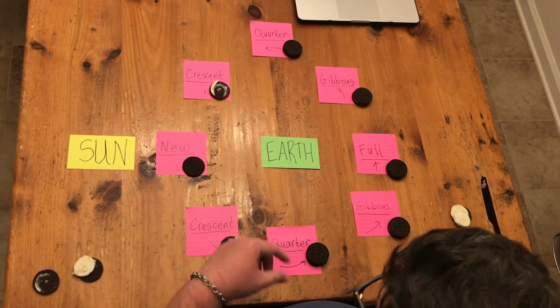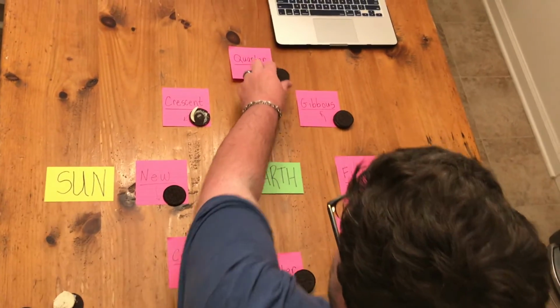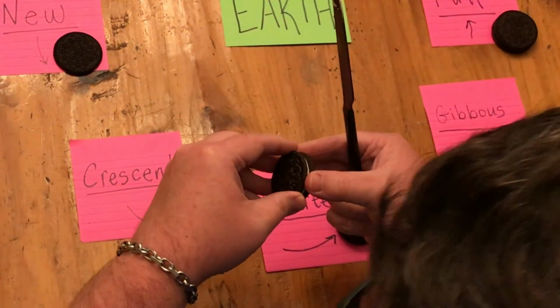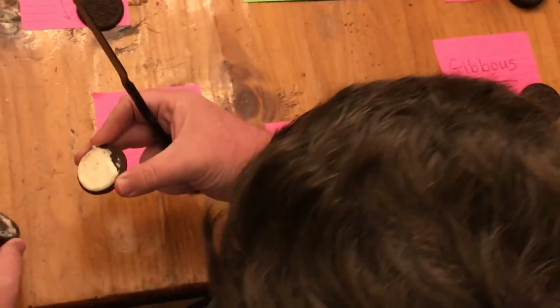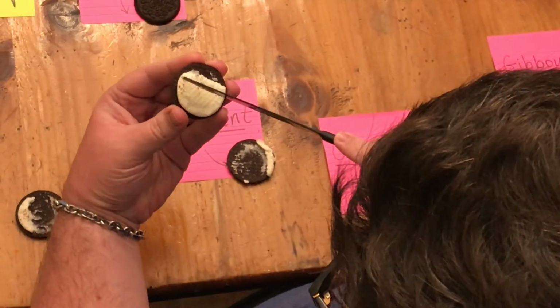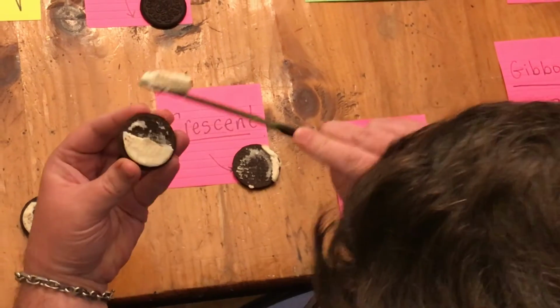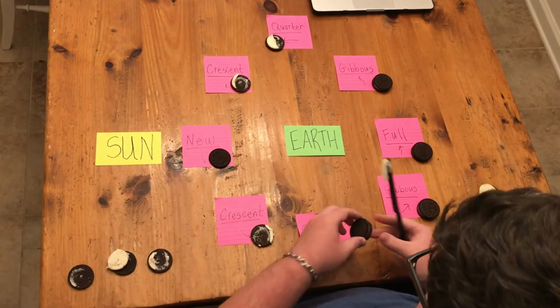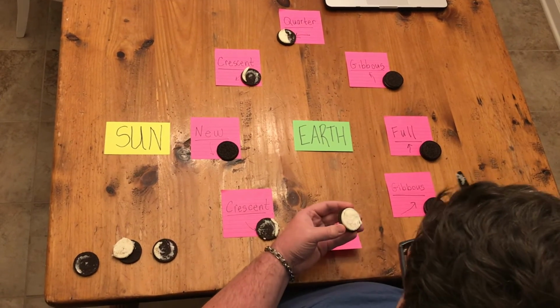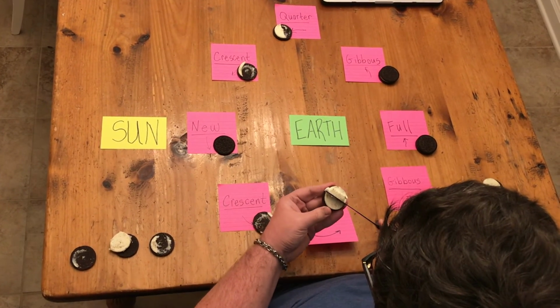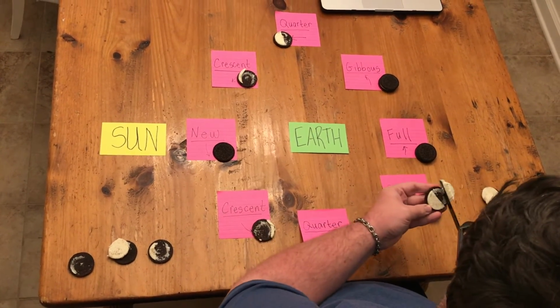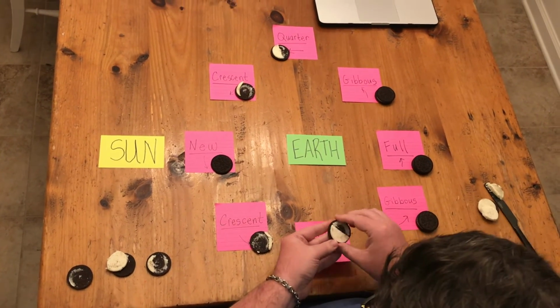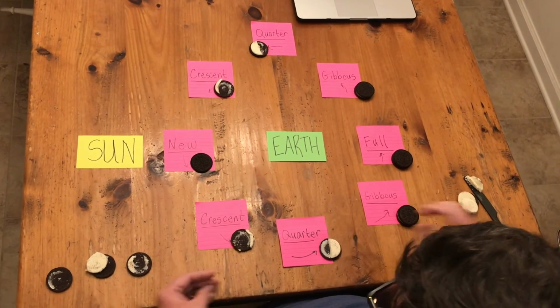All right, so now let's show this. Now we're going to do our quarter moons. If you remember, quarter moon is where half of the moon is seen. So we're going to take this off, and we're going to scrape off half. There's one half. And let's go down here. Second. All right, and there's our quarter moons.